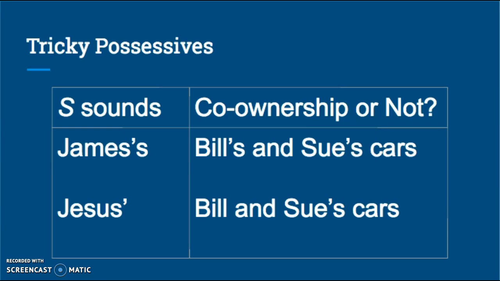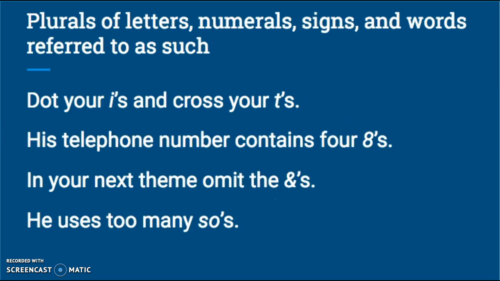For co-ownership, if you have Bill's and Sue's cars, that means they are not co-owners. So that would mean Bill owns multiple cars and Sue owns multiple cars. But if you have Bill and Sue's cars, that means that Bill and Sue own the cars together.